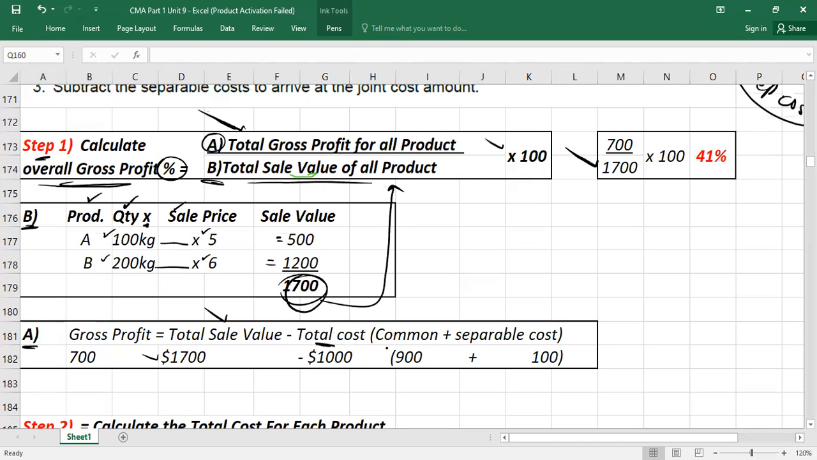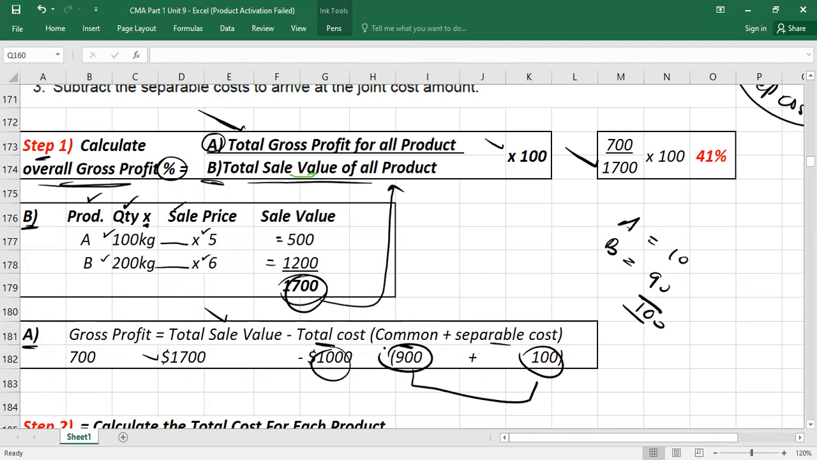Total cost. Here, make sure, guys, total cost should include these two costs, common and separate. Maybe in exam question, common cost will be given straight away, for example, 900. But for separable cost, we might give you individually for each product. For example, separable cost for product A is $10. For product B is $90. I'll make total of both. Total I'm assuming 100 of separable cost.